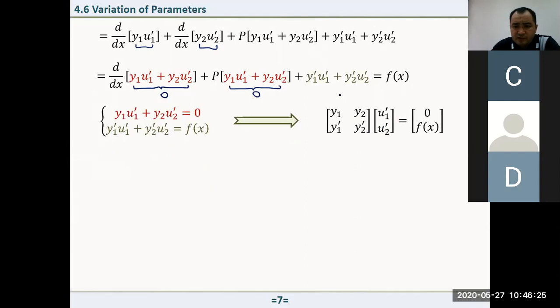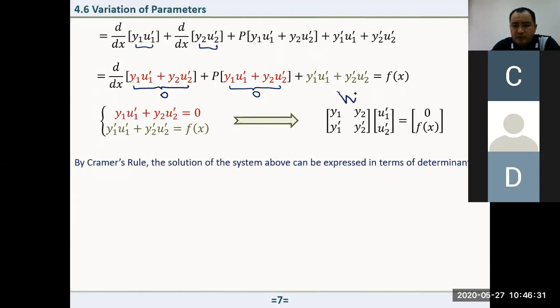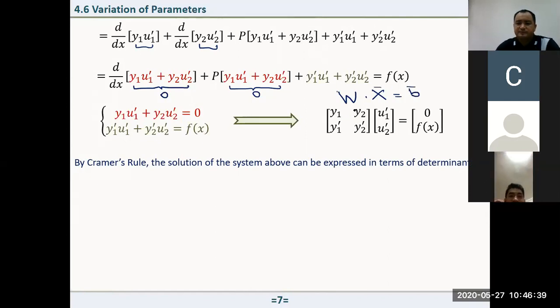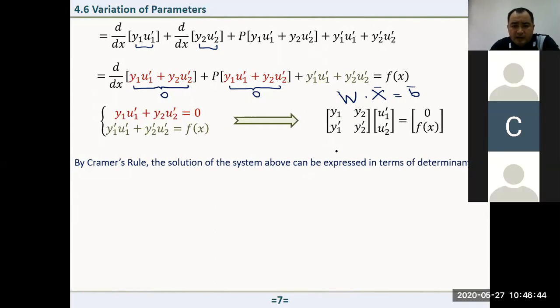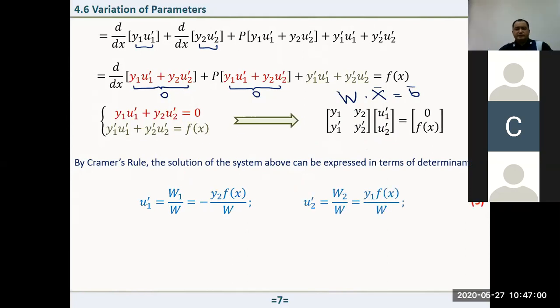However, this matrix is, let's say, W, times here we have vector x, and on the right-hand side we have vector b. These are vectors. So now I need to solve this. To solve this one, Cramer's rule states that when we solve this, u1 prime will get this thing, and u2 prime we get this thing. Before I continue, let me once again remind you about Cramer's rule.